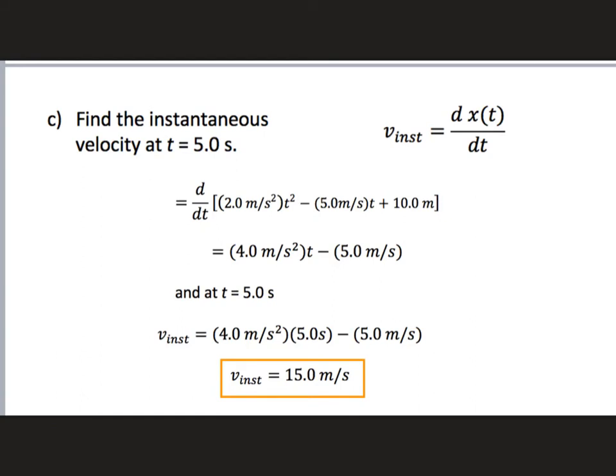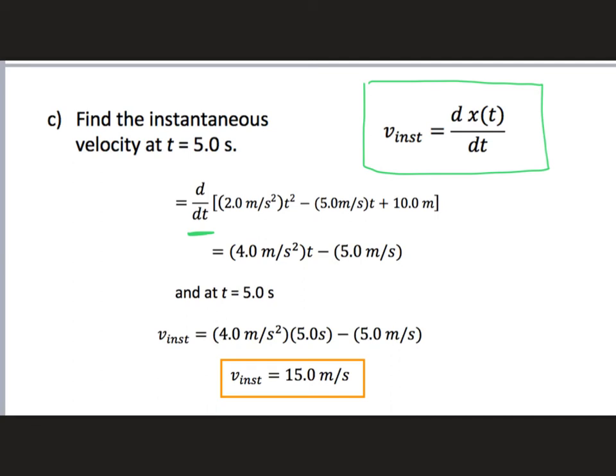Now, to find the instantaneous velocity, we can simply apply our formula for instantaneous velocity, which we know is that the instantaneous velocity is the derivative of the position function with respect to time. So we want to take the time derivative of our 2 meters per second squared t squared minus 5 meters per second t plus 10 meters.